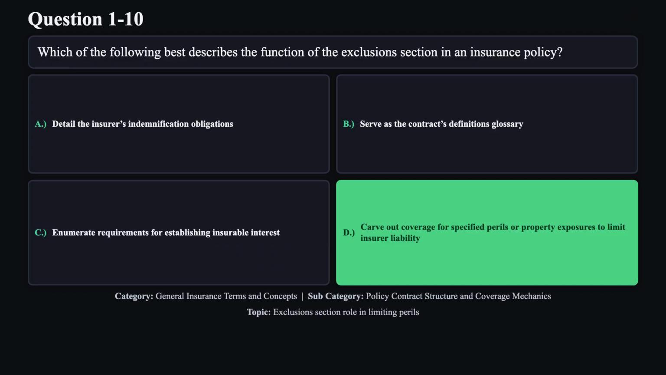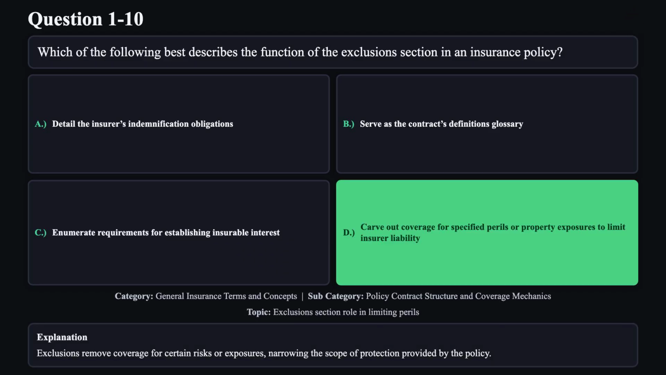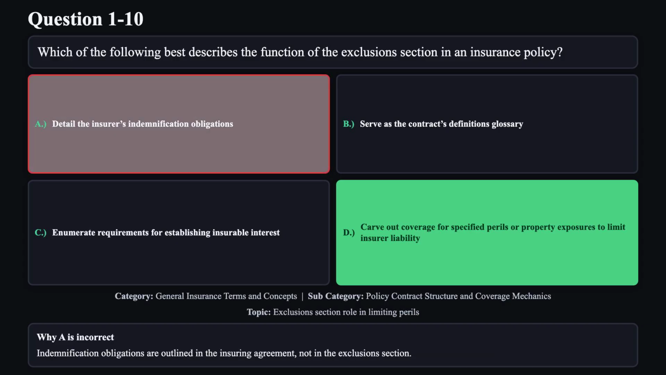The correct answer is D. Exclusions remove coverage for certain risks or exposures, narrowing the scope of protection provided by the policy. Reason A is not correct. Indemnification obligations are outlined in the insuring agreement, not in the exclusion section.